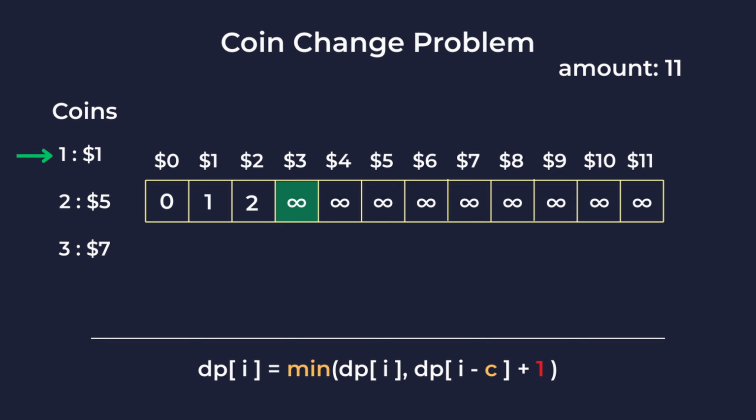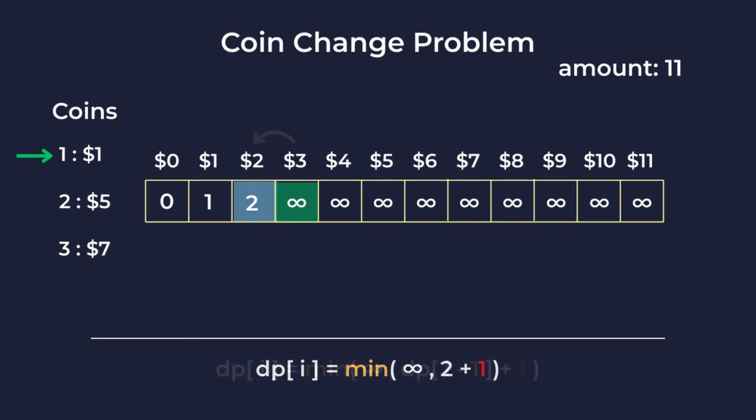For example, to make $3 with coin value 1, before inserting, we look back to the value at 2 and add 1. That gives us 3. Then we compare 3 with infinity, and of course 3 is smaller, so we update the value for amount 3 to be 3.